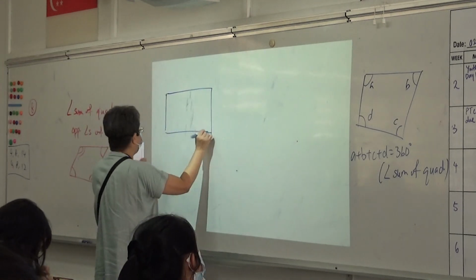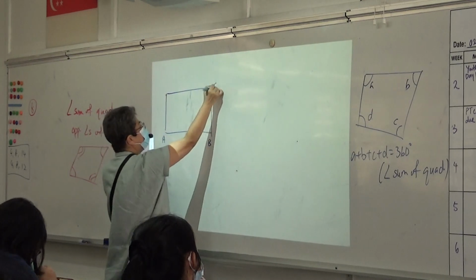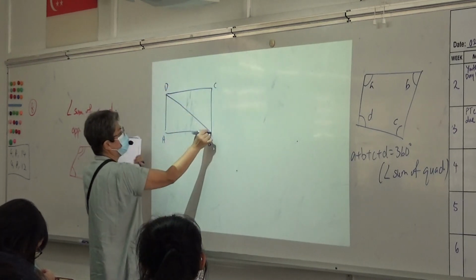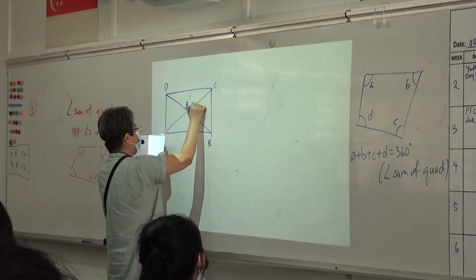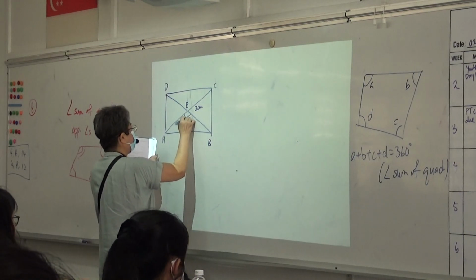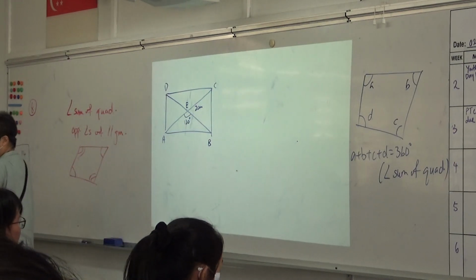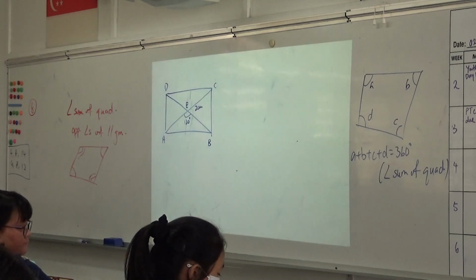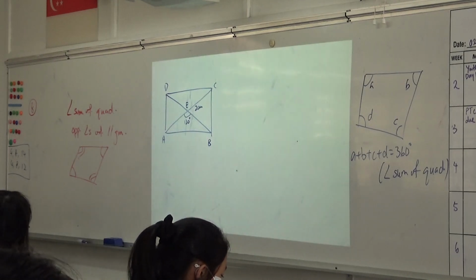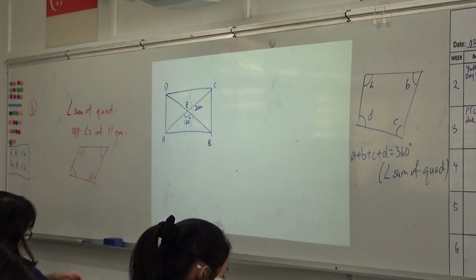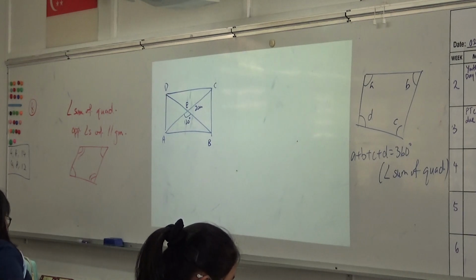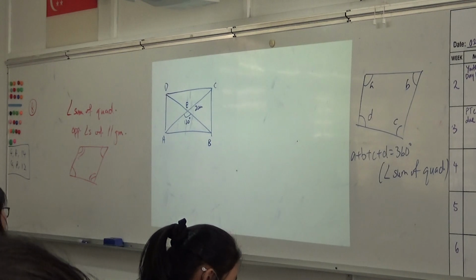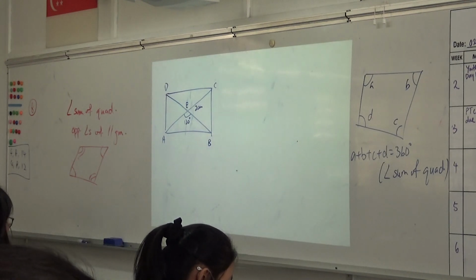Let's take a look at this picture. All of you look at this picture. The diagram shows a rectangle ABCD where diagonals AC and BD intersect at E. Given that angle AEB is 120 degrees and CE is 2 cm, calculate angle ABE.